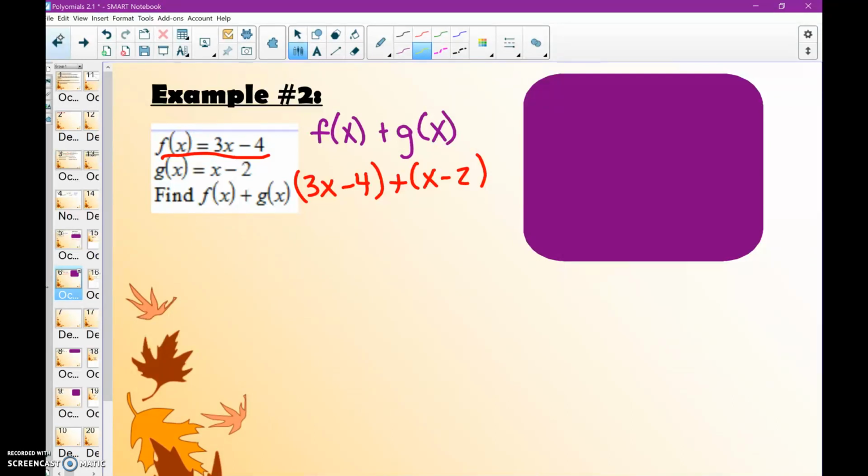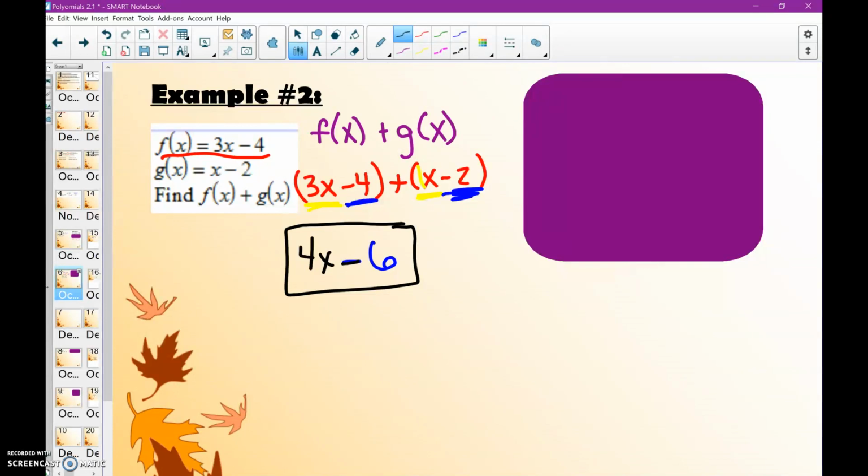And now it actually looks just like the problems we were doing over here. I just had to get it to that point. So now I can start doing like terms. Well, I've got 3x, and then this is really a 1x right there. Well, what's 3x plus 1x? 4x. And then we've got negative 4, negative 2. Put those together, we get negative 6. Again, 4x and negative 6 cannot be combined because it's all adding and subtracting. So we got to keep that separate for our final answer.